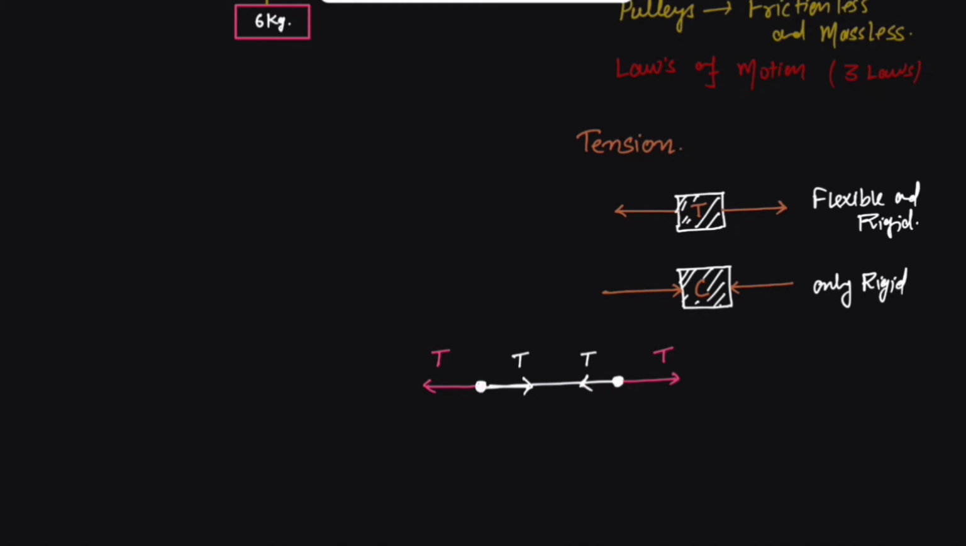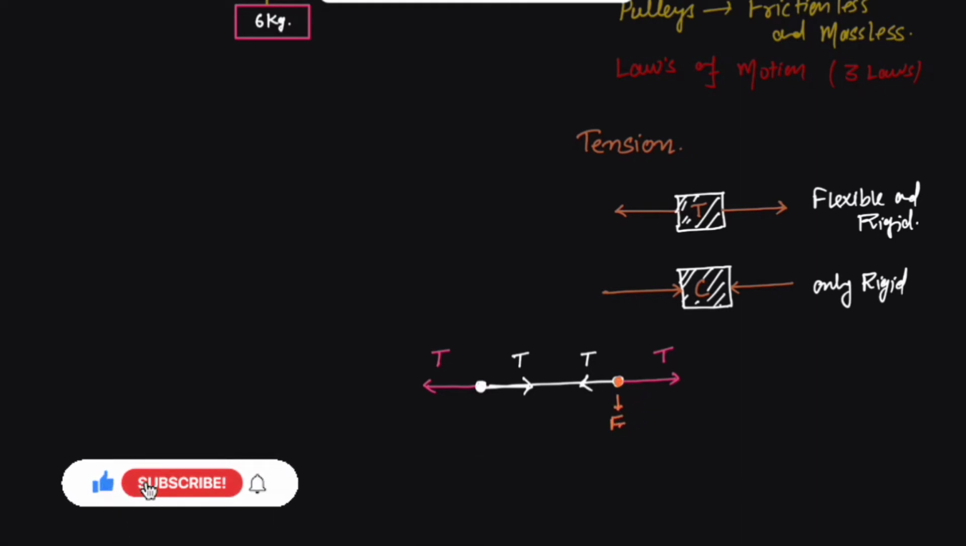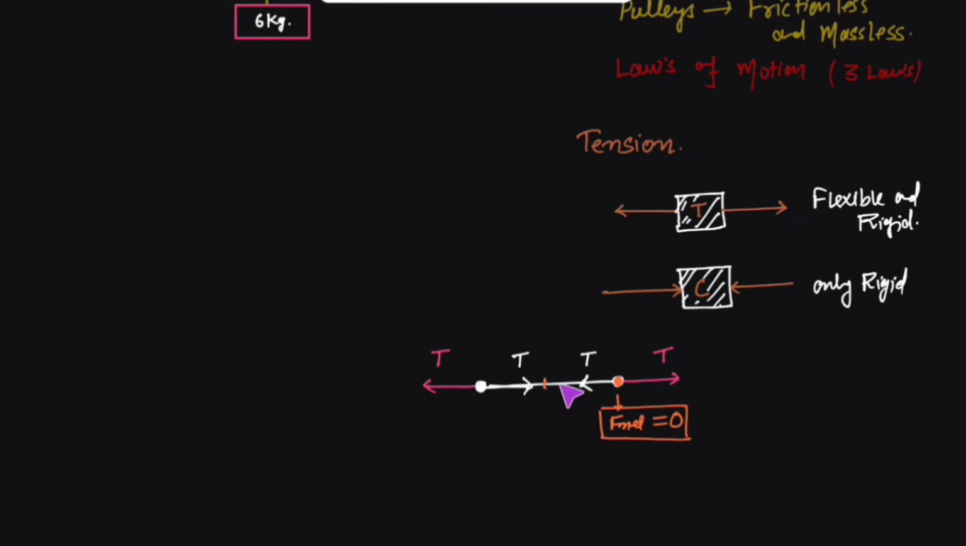So if you consider this point of the string, you can see the net force on this point is 0. This point is being pulled by the string to this side with a T force, and the external object is also applying a force of T, so the net force is 0. Similarly, you take any small portion of the string. This is a small portion. So the tension would be acting at every point of the string in opposite directions, like this.